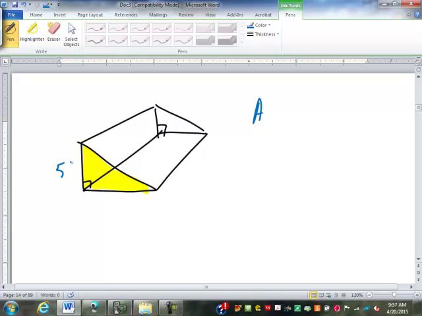So the area, I got to put some dimensions in here, don't I? Let's say this is 5 feet, 12 feet, and 20 feet. The area of my base then is 5 feet times 12 feet, but it's a triangle, so it's divided by 2 to give me 30 square feet. Everybody remember that formula for a triangle? Base times height divided by 2?